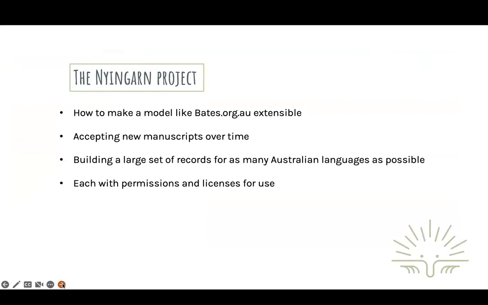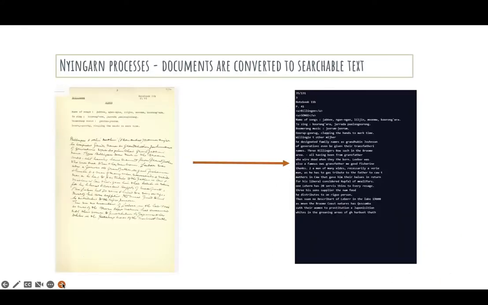So the question from there was how to make a model like bates.org.au extensible, a model that would accept new manuscripts over time, building a large set of records for as many language manuscripts as possible. Each of these records would have their own permissions and license for use. The other challenge is to decipher the content within a manuscript. The text is cursive and small and often written on degraded paper.